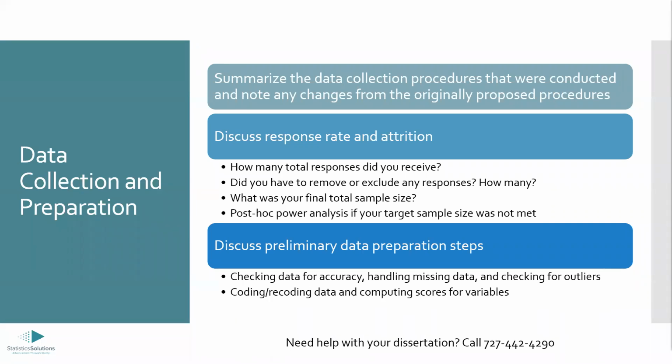In terms of the data collection, you'll want to talk about your response rate and any attrition in the data. So you'll want to talk about things like how many total responses you received. So if you're doing a survey study, for instance, how many total people responded to your survey? You'll want to talk about loss of any of those responses. So do you have to remove or exclude any participants for various reasons? So participants who may have been missing data or participants who didn't meet some of your inclusion criteria. So you'll want to identify those, how many participants there were and why you had to exclude them.